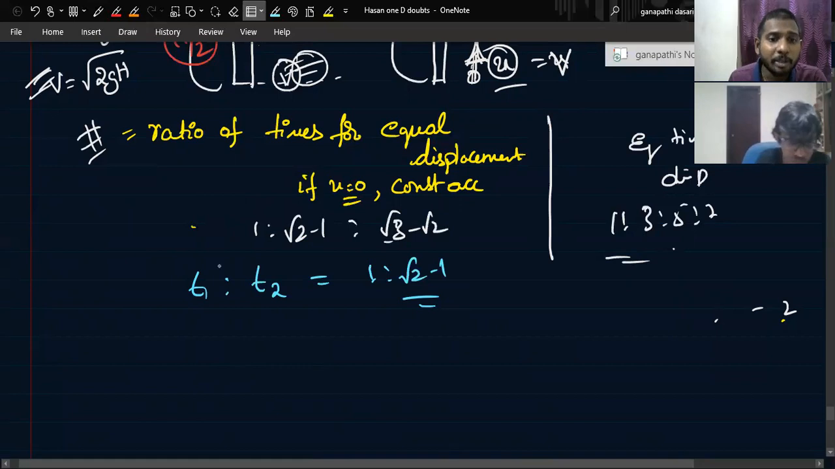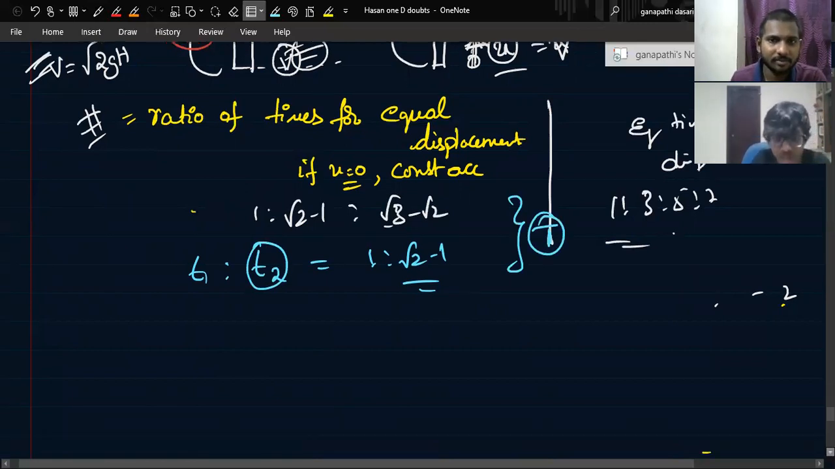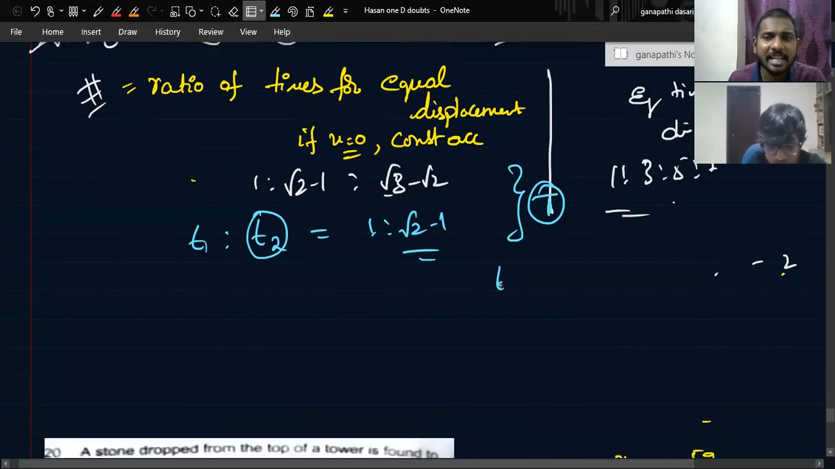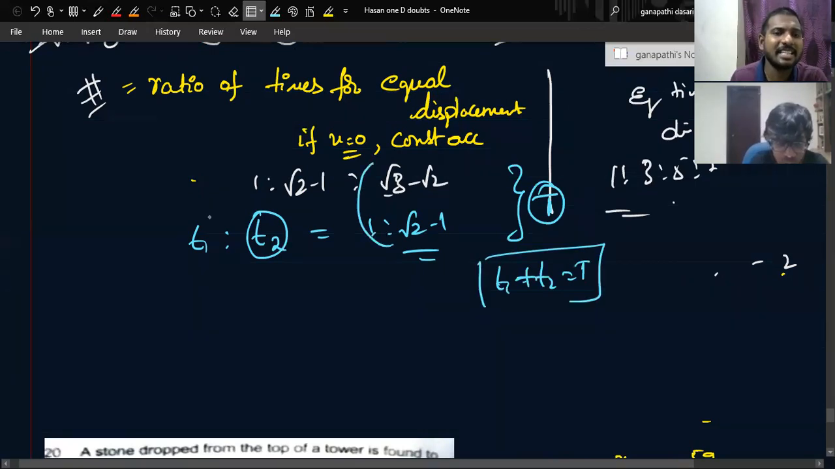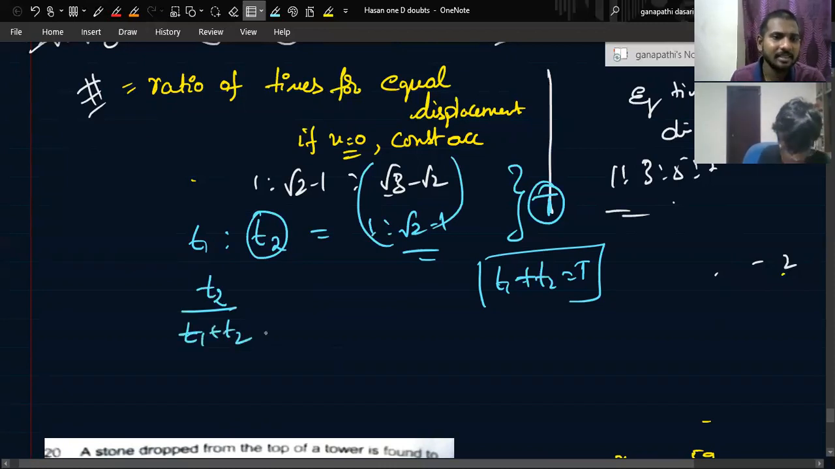Yes, sir. But you need to find the relation between T2 and capital T, because the entire motion time is given as capital T. T1 plus T2 is nothing but capital T here, because there's no third part and we are just taking the first two parts. So the answer is T2 by T1 plus T2. T1 plus T2 is the total time, capital T.